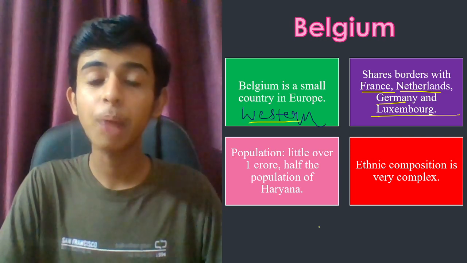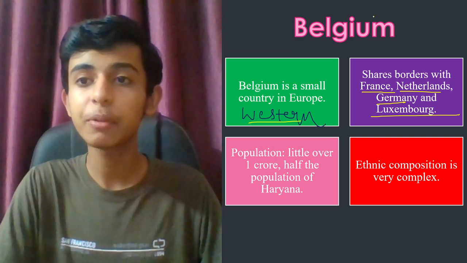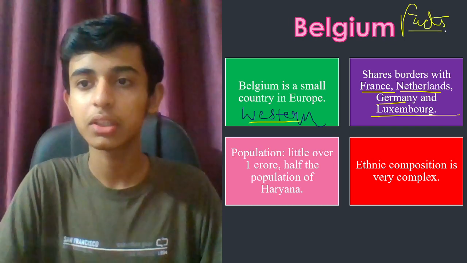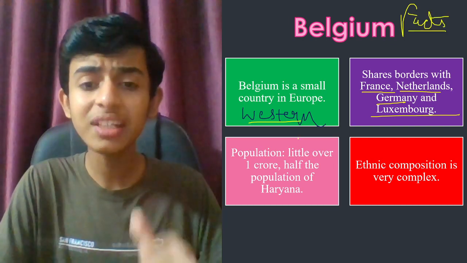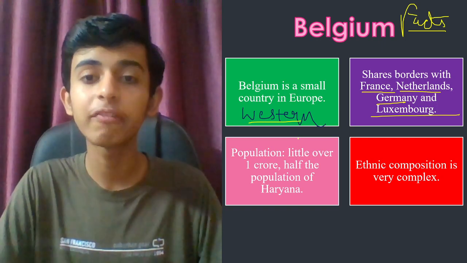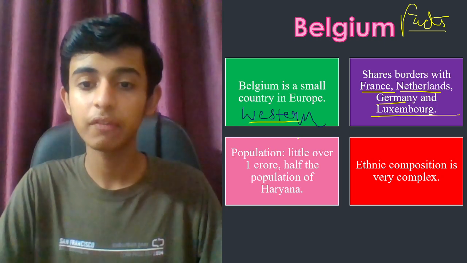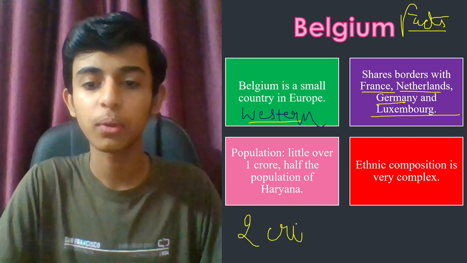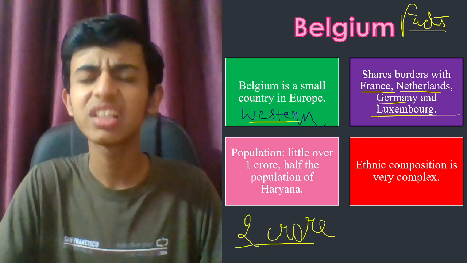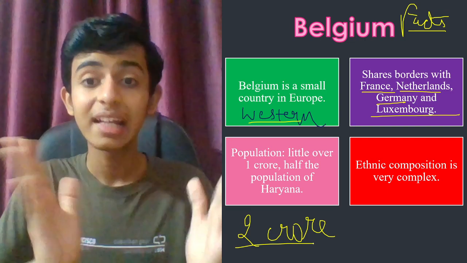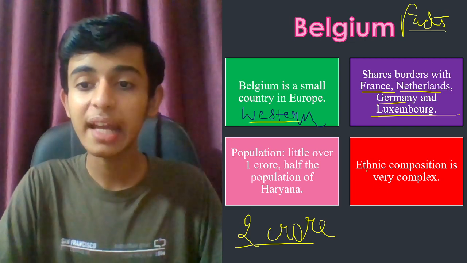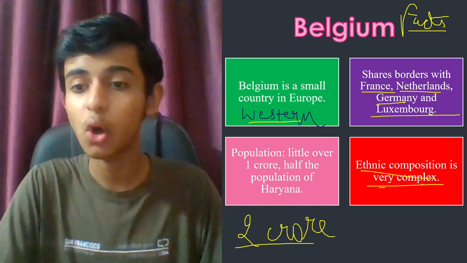Now coming to the population of Belgium, these are some facts that I have attached. Please take a screenshot so that you can know. What is the population of Belgium? A little over 1 crore, half the population of Haryana. Haryana's population is around 2 crore and Belgium's is a little more than 1 crore. Just imagine such a small country. But if I talk about ethnic composition, that is very complex.